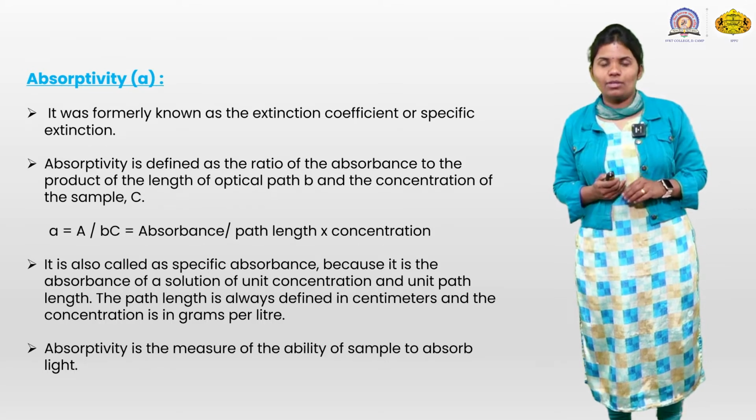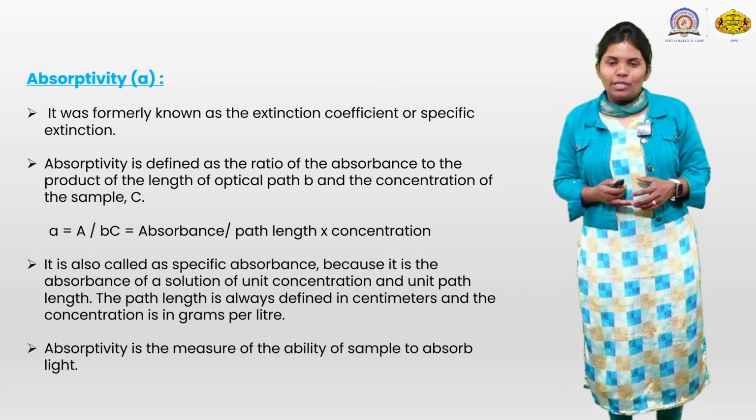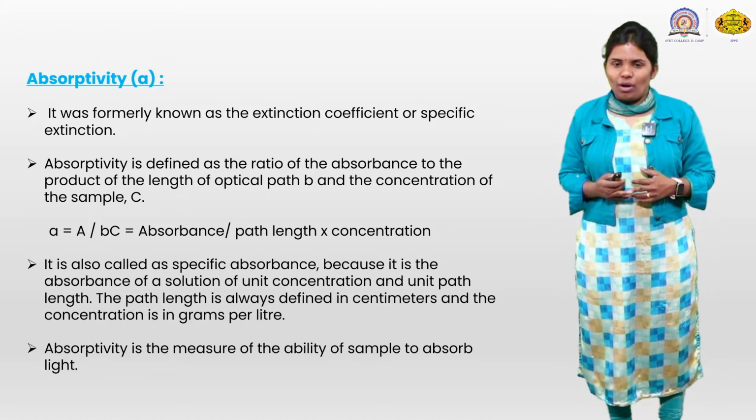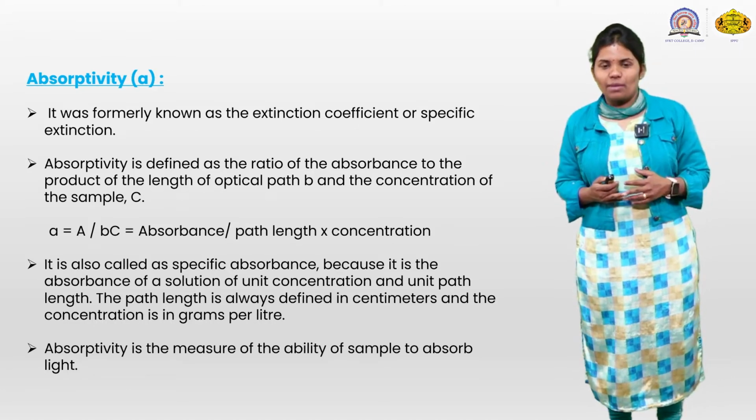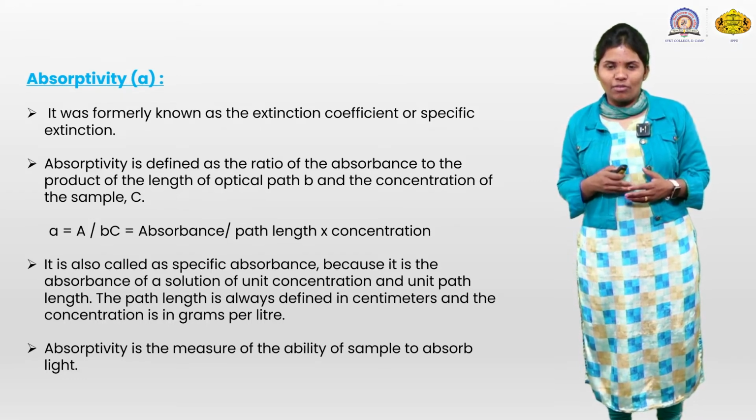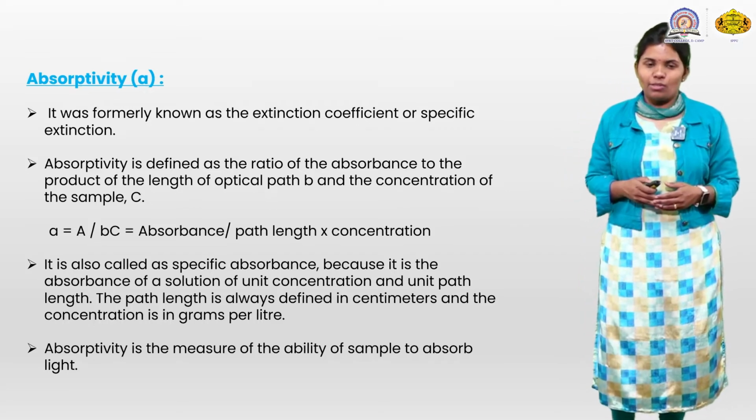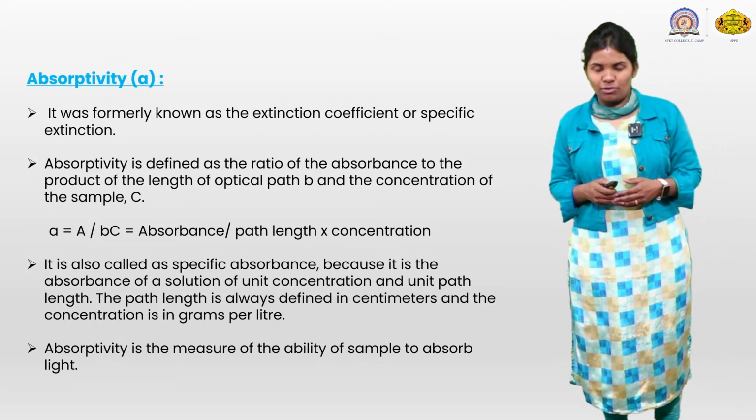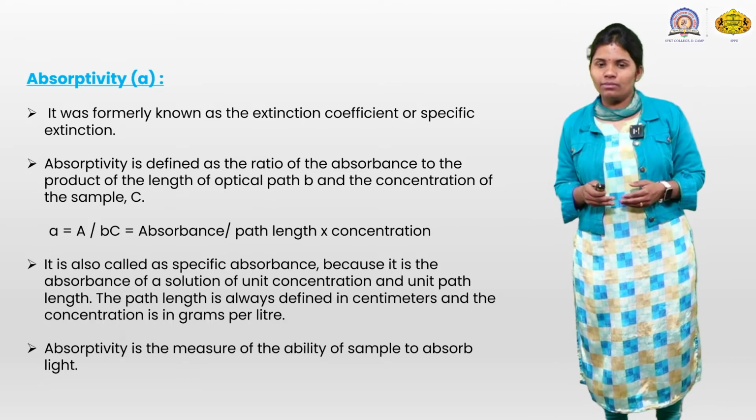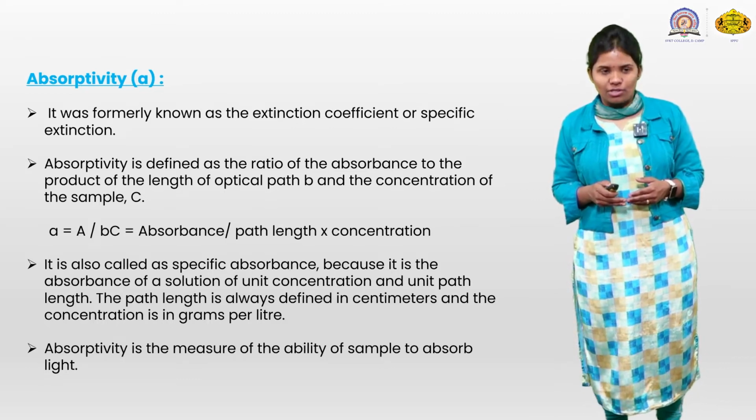Absorptivity. So, next is what the absorptivity. It was formerly known as the extinction coefficient or the specific extinction. Absorptivity is defined as the ratio of absorbance to the product of the length of optical path b and the concentration of a sample. So, absorptivity is equal to A upon b.c, that is the absorbance divided by path length into the concentration.